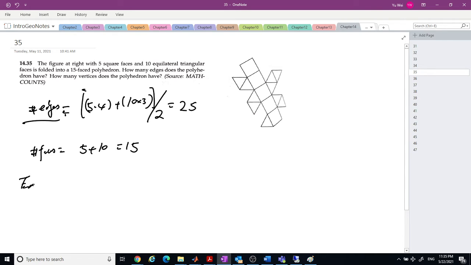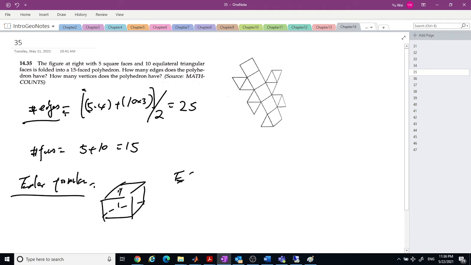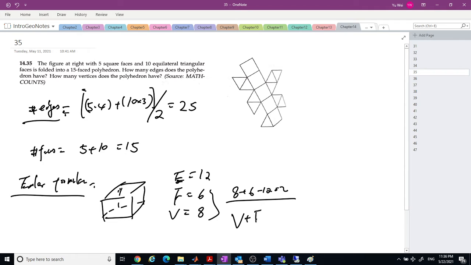Here you know there is the Euler formula. To remember that, you can give yourself a very simple example, for example, use the cube. For a cube, the edges are 3 times 4, which is 12, the faces are 6, and the vertices are 8. So you can see 8 plus 6 minus 12 is equal to 2. The Euler formula tells us that if there is a polyhedron, the vertices plus the faces minus the edges must be 2 in a 3D shape.